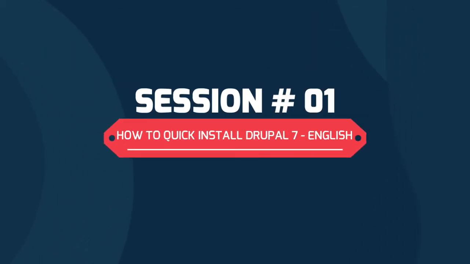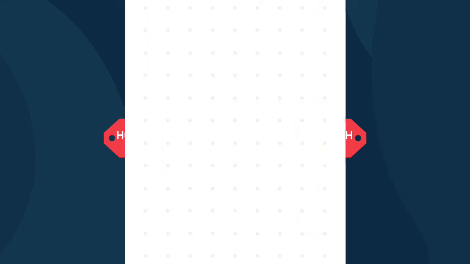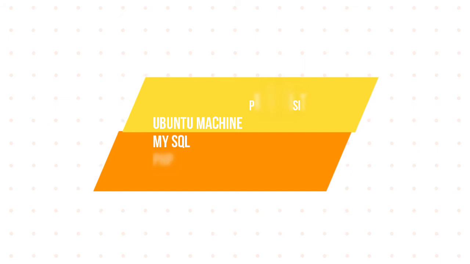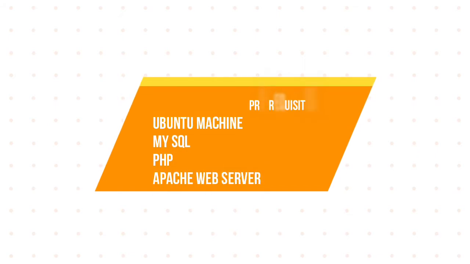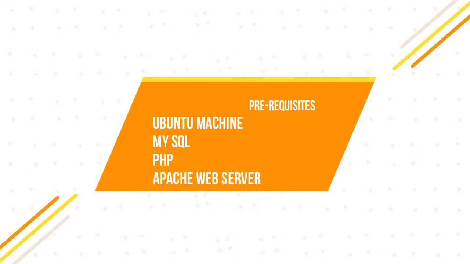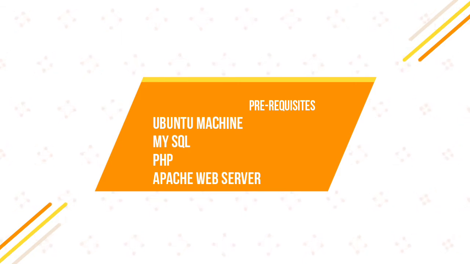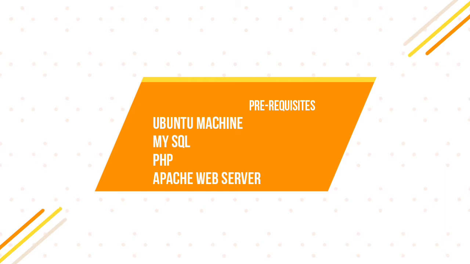We're going to see how to quickly install Drupal 7 on our systems today, for which the prerequisites are an Ubuntu machine, MySQL, PHP and Apache web server. We're going to show you how to set up your system with all these in our next video. A terminal will be used today for installation rather than a graphical, menu-based method, as that makes the process simple.